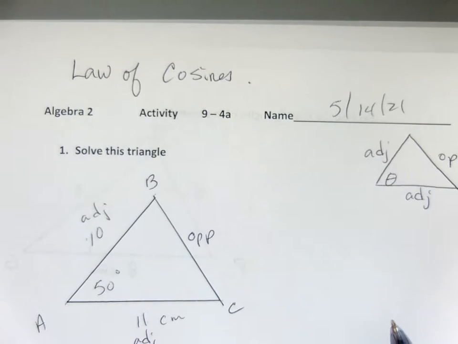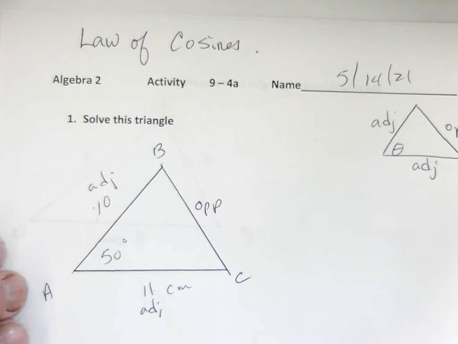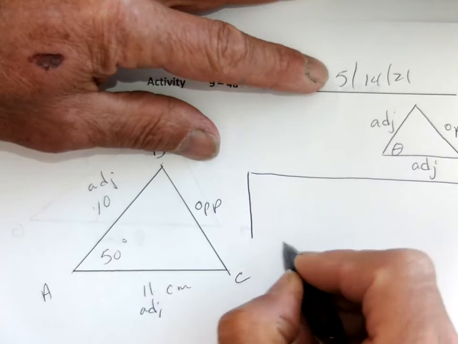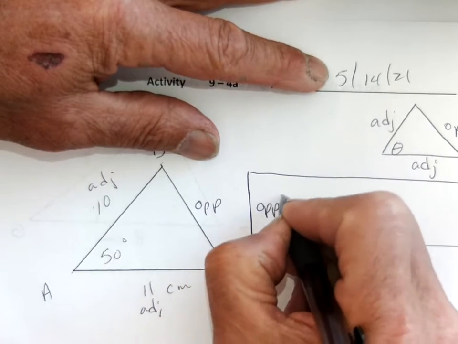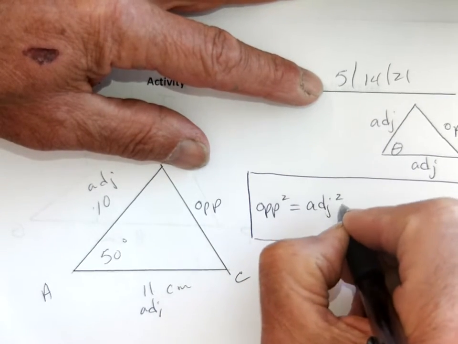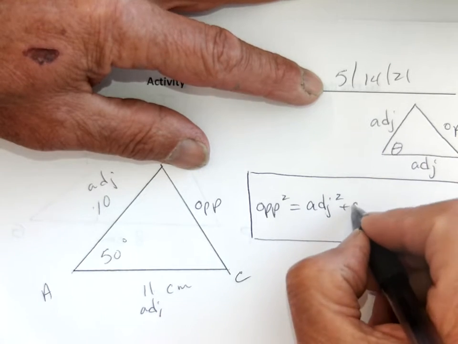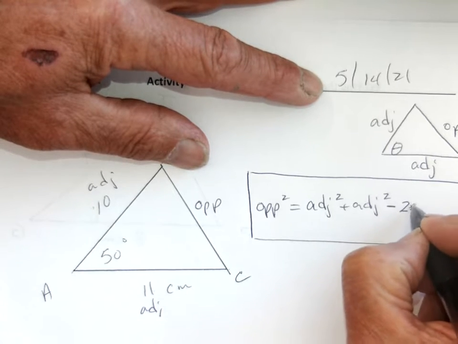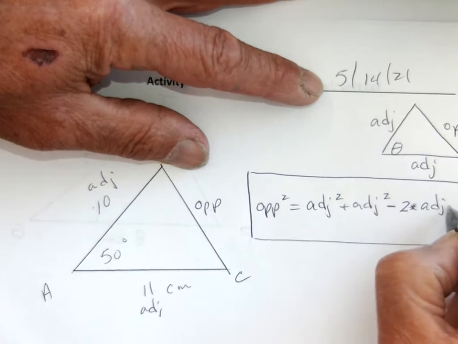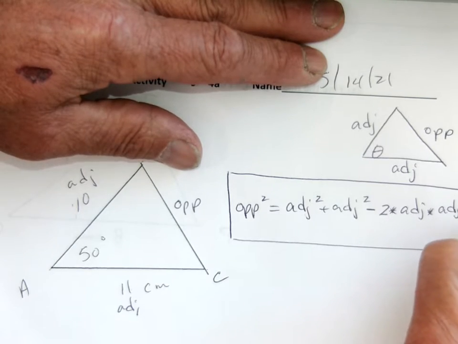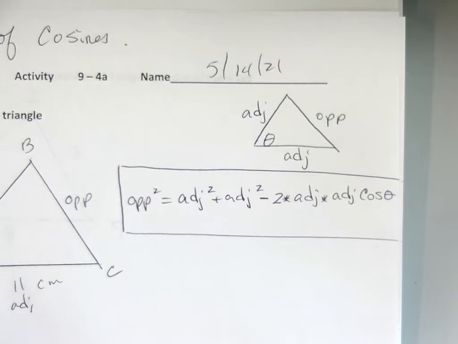So the formula goes like this. And it's kind of a long formula, but that's okay. The formula is, let's see if I can squeeze it in here. The opposite side squared is equal to the adjacent side squared plus the other adjacent side squared, subtract 2, and 2's in the formula, times the adjacent side times the other adjacent side times the cosine of your angle. Okay, write that down. I'm going to highlight that, okay? That's my law of cosines.